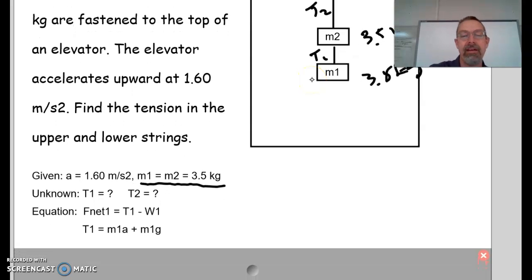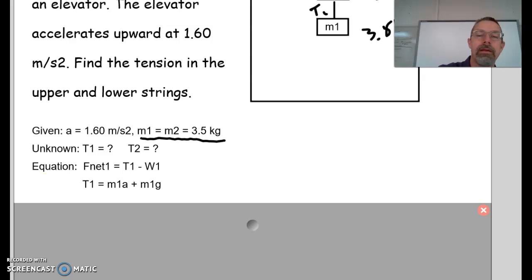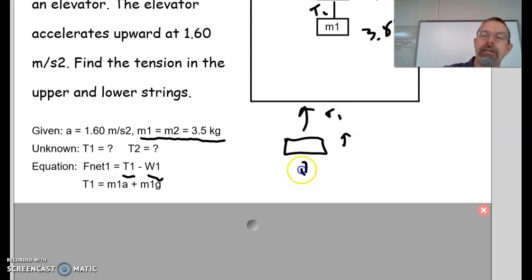I know that my net force equals the tension minus the weight. Why do I know that? Because if I were to draw a free body diagram of this, I know that there's a net force because it's accelerating that way. That means that this T1 has to exceed this weight. Let's call it weight 1. Okay? So if that's the case, my net force here, again, I'm not going to write that on my free body diagram, equals T1 minus weight 1.